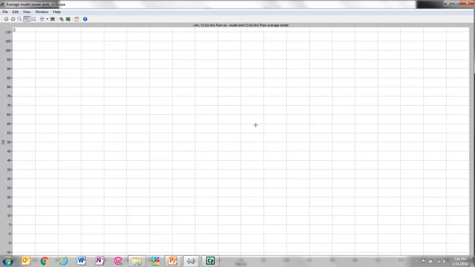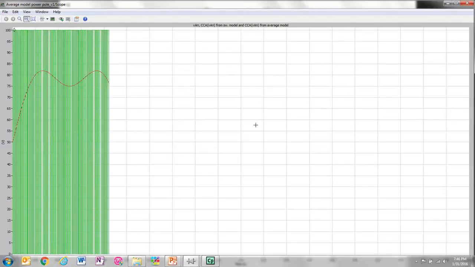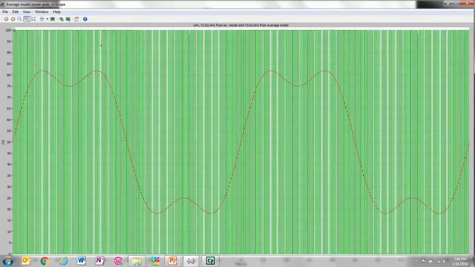Okay, first let's look at the VAN waveform. The green obviously is from the switching model and the red is from the average model, and you can clearly see that the average model predicts the VAN average very accurately. This is exactly what we did in the previous example: the DC offset plus the gain applied to the control signal.